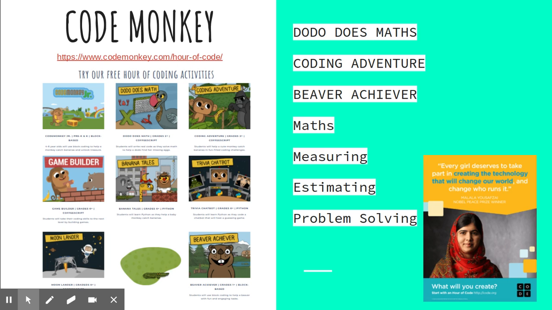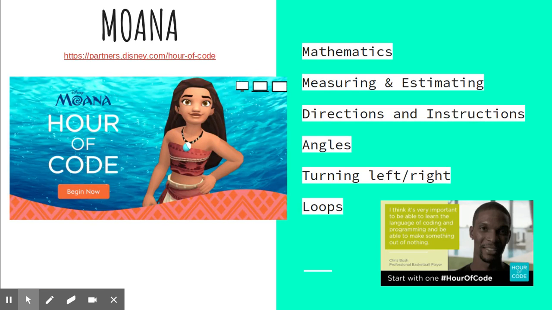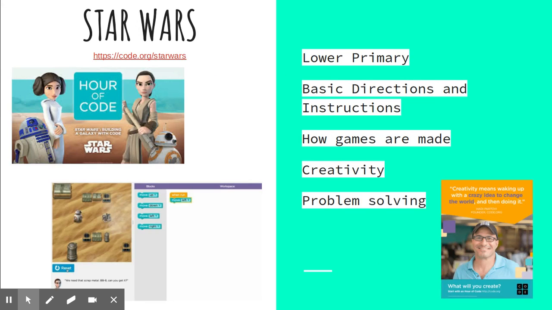Code Monkey, they have some specific mathematics activities where the students need to measure and estimate. They also do some angle work, which is great. Frozen is also another brilliant one for mathematics teachers. Lots of angles, lots of loops. Very, very fun, very, very useful. Moana as well. We also have a lot of direction puzzles in that, which students found enjoyable. And it does test their mathematics abilities.